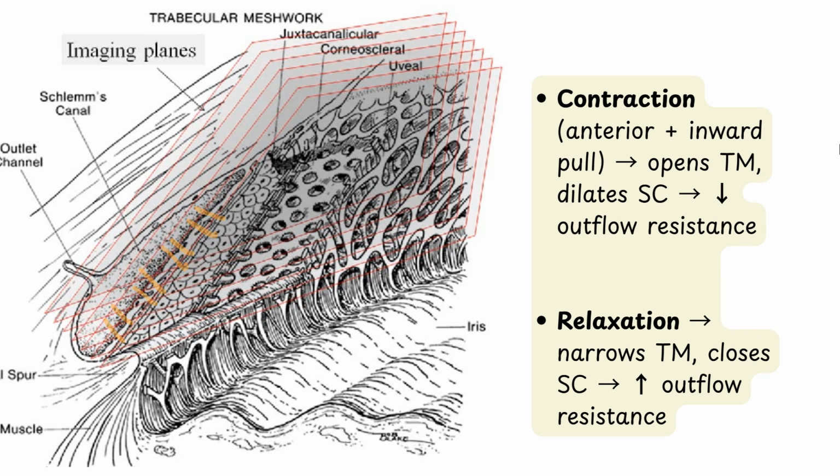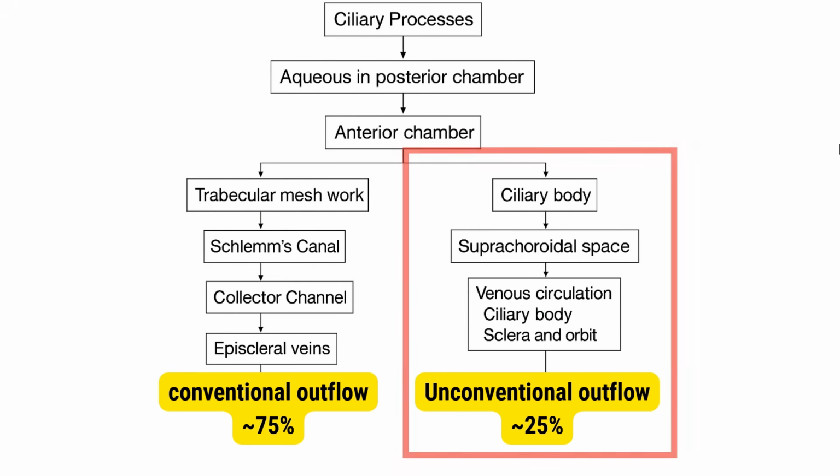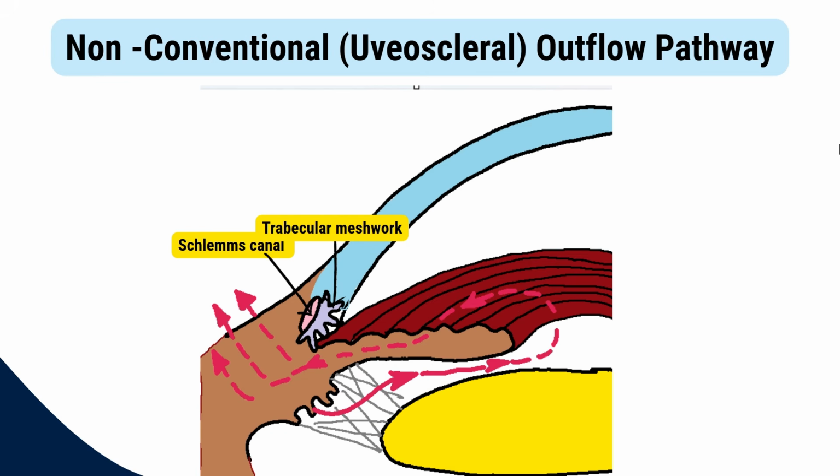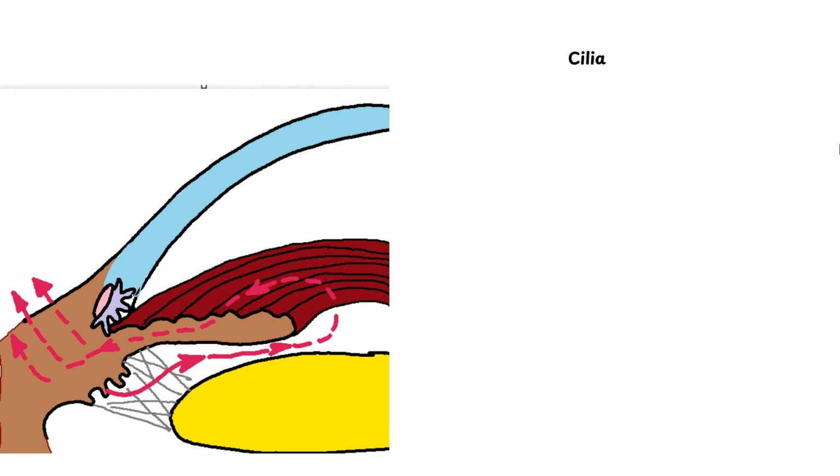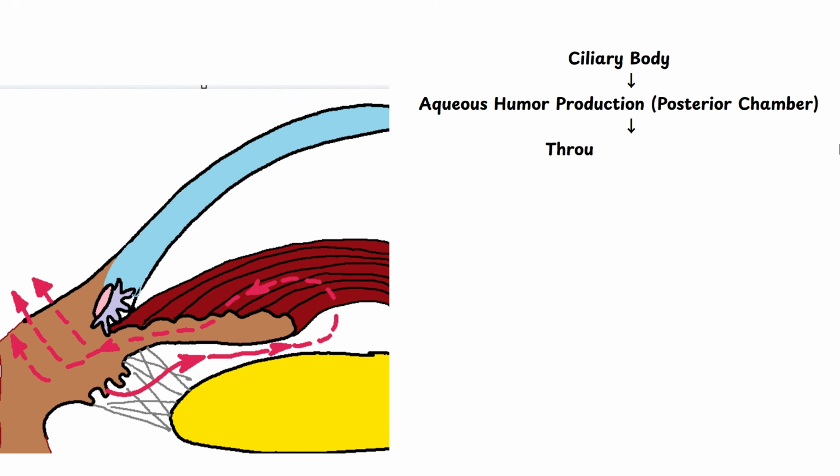So this completes the conventional outflow, and now let's talk about the unconventional pathway, which is responsible for roughly 10 to 25% of the aqueous humor drainage. Here, as you can see, the aqueous humor is being produced again by the ciliary processes of the ciliary body. It passes into the posterior chamber. The posterior chamber is the part of the anterior segment behind the iris. All right, so it passes behind the iris, through the pupil, and then you see the dashed line starting, right?